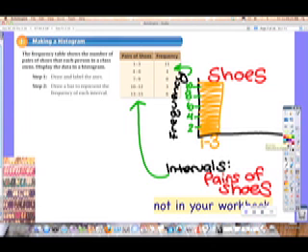4 and 6. So 4 and 6 is our next interval. But stop and think about this. It went from 3 right to 4. Do you agree with me? So should these bars touch each other? Yes, definitely, because it goes from 3 right to 4. So from 3 to 4, but now we go up. 4 people own between 4 and 6 pairs of shoes.